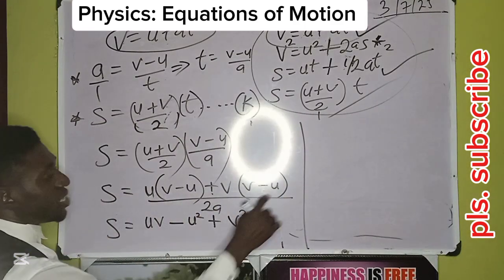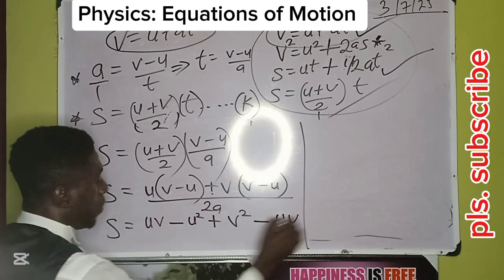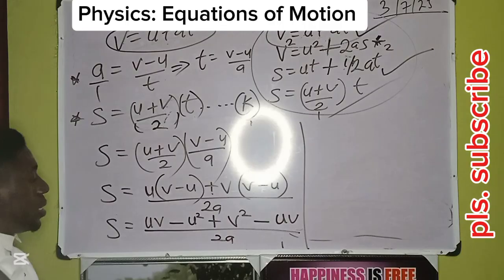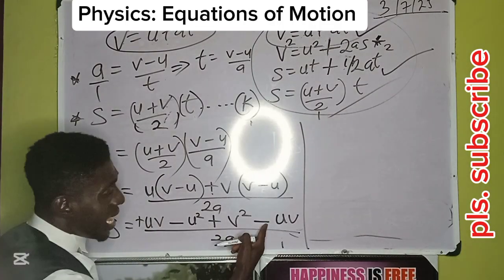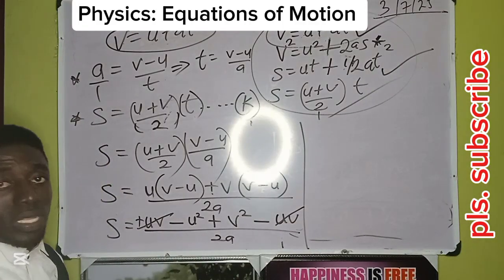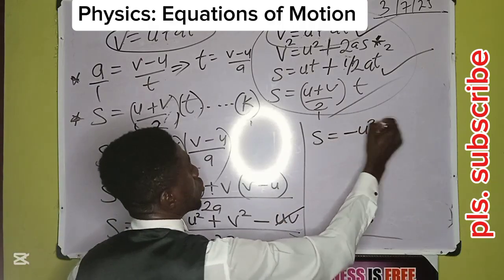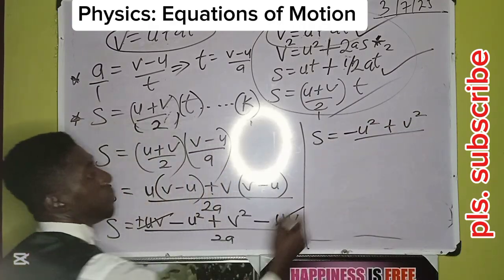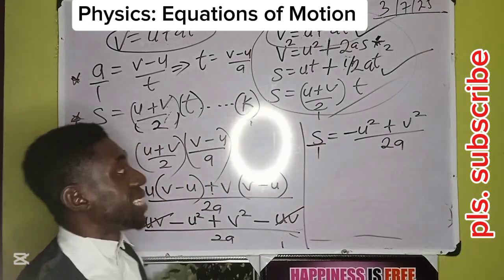Okay. v times u, vu, but we'll go for uv because we already have uv here. All over 2a. Then notice, uv here has plus and uv there has minus. They will cancel. I'm now left with S is equal to minus u square plus v square over 2a, over 1. Our target is v square.